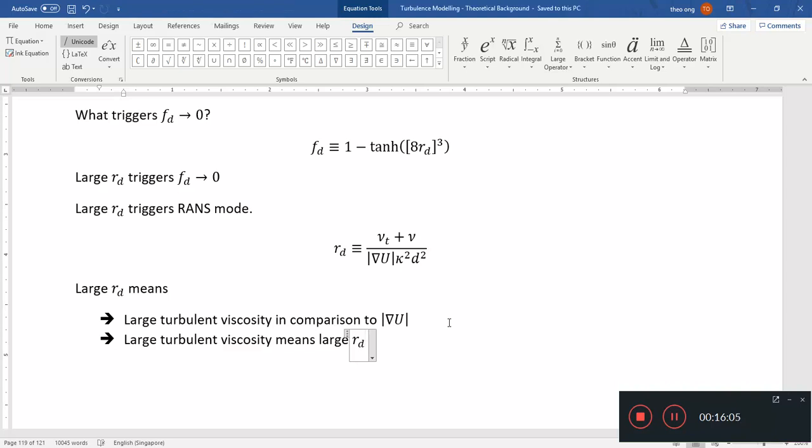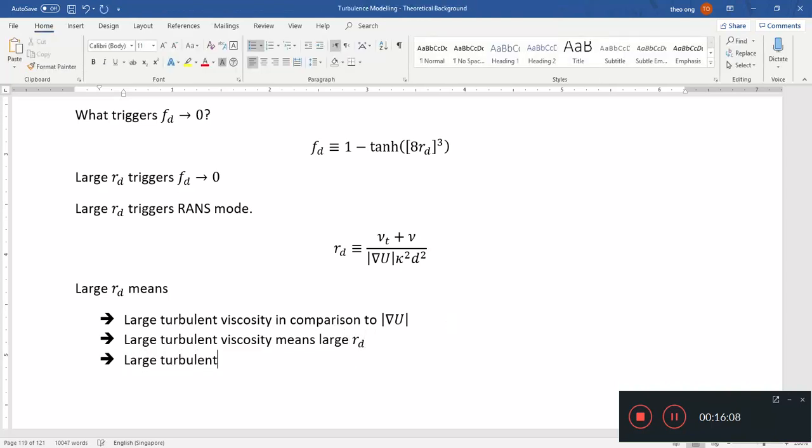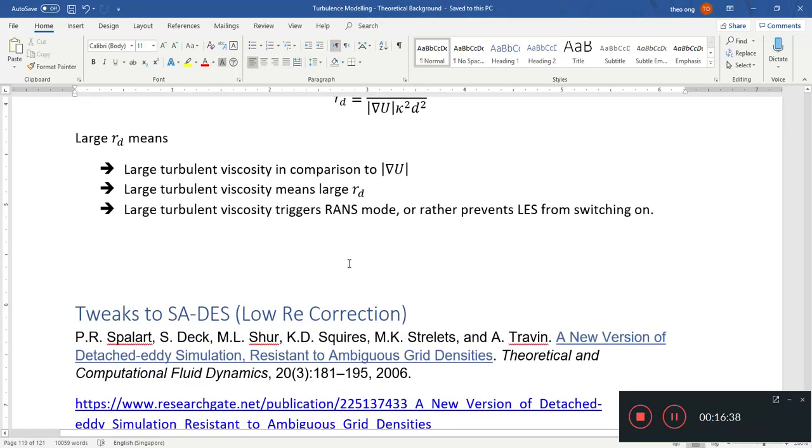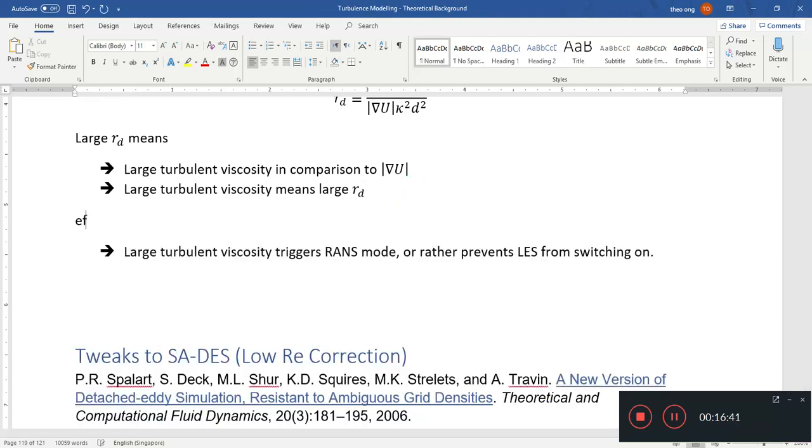In other words, large turbulent viscosity triggers Rand's mode, or rather prevents LES from switching on. So this is large turbulent viscosity. The effect of large turbulent viscosity is this.